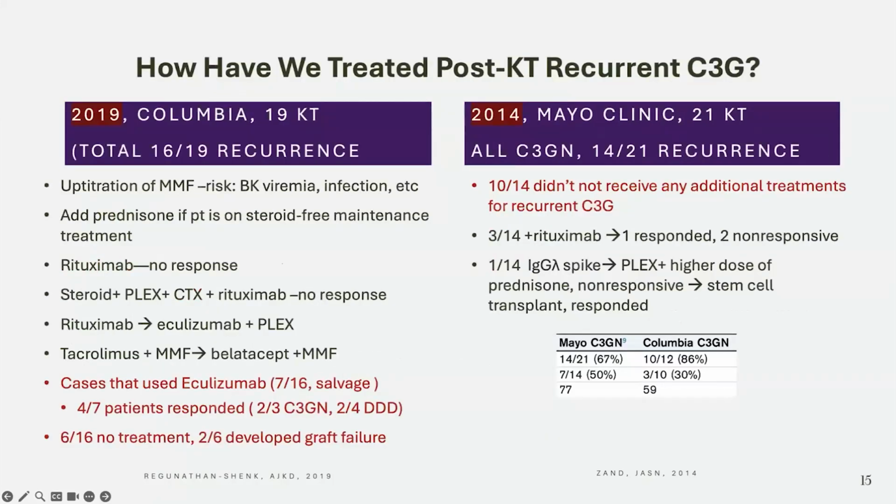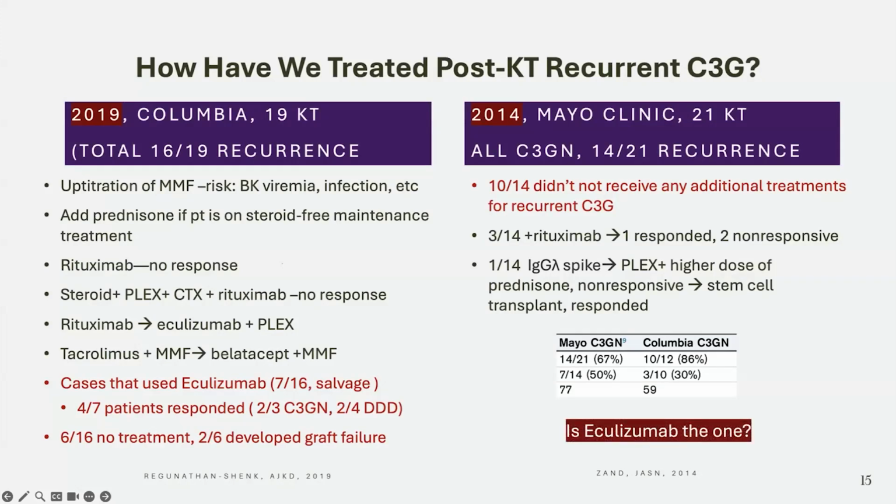In the Mayo series, it seems their strategy was most of the time let it be, but at that time, that was 2014, nobody used eculizumab in C3G yet. So the Mayo series was more reflecting the natural history of C3G after kidney transplant. The Columbia study was published in 2019, so they included cases using eculizumab. Their recurrent C3G and graft failure rate was lower. Not sure whether eculizumab contributed to that, but compared to other treatments, eculizumab did show higher response rate.